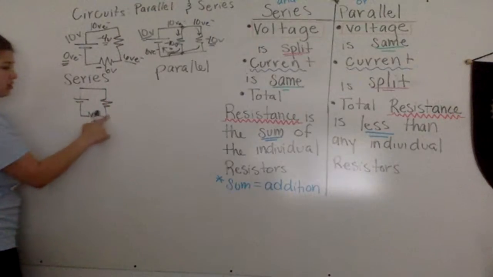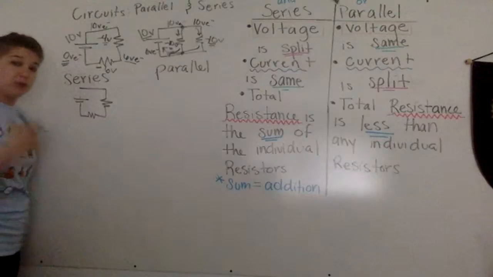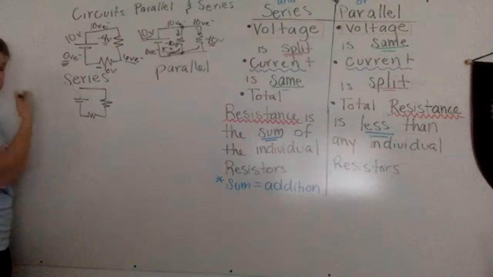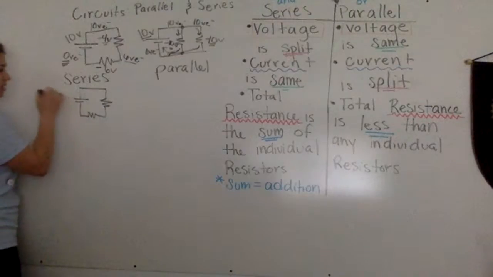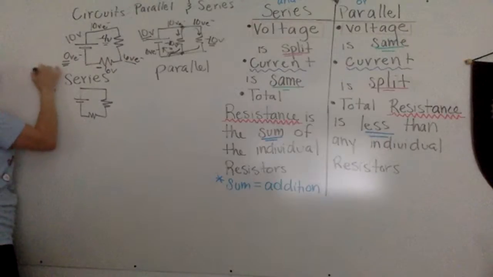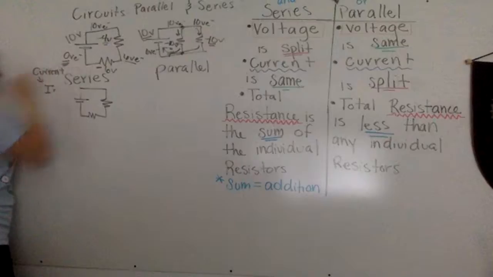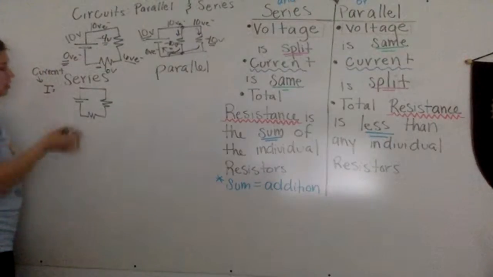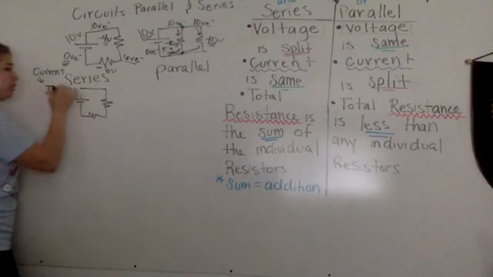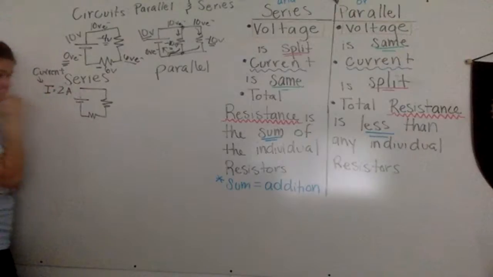And so remember, the current is how the flow goes, so how much flow we have going through. So we're not going to worry as much about the voltage here, so we're talking about the current. Remember, current is written with an I. And so let's say we have a current of 2 amps.